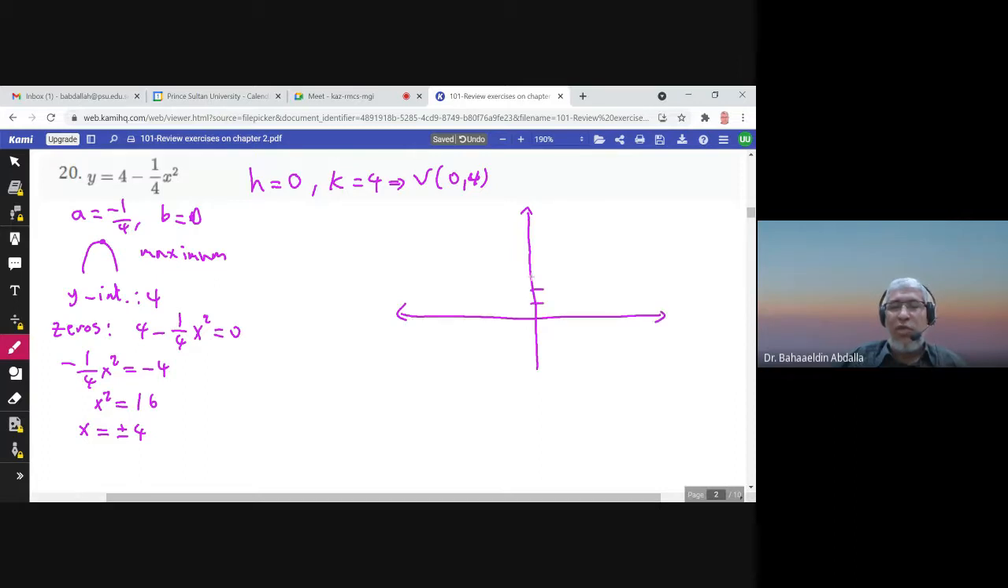So 1, 2, 3, 4, this is the vertex, and this is the x-intercept, and this is the second x-intercept, and the parabola goes downwards like this.